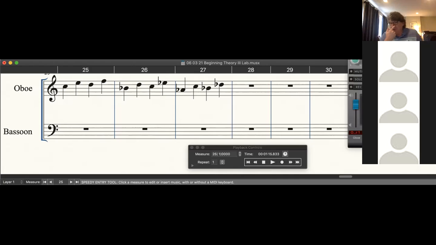So are we cool with modulations? Do we know everything we need to know about them?